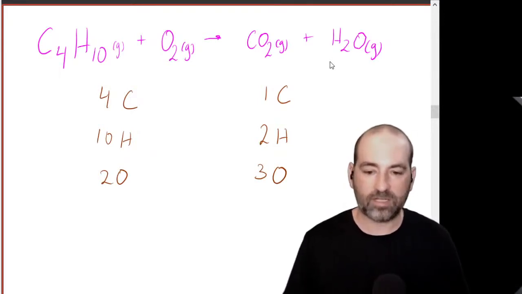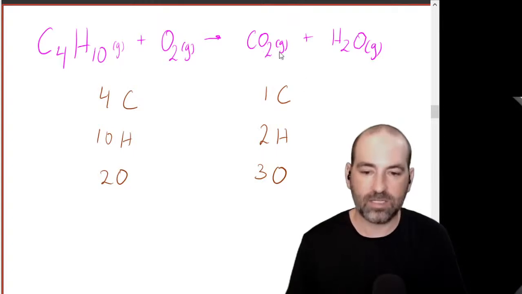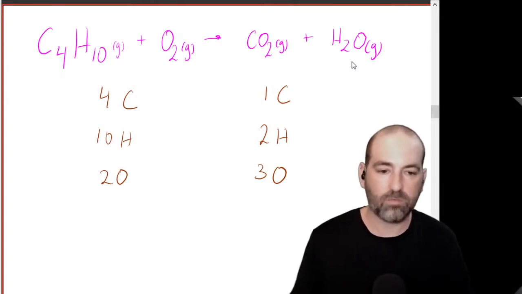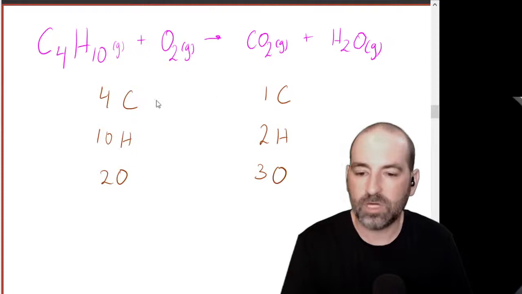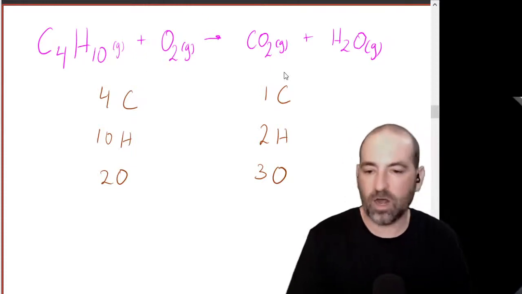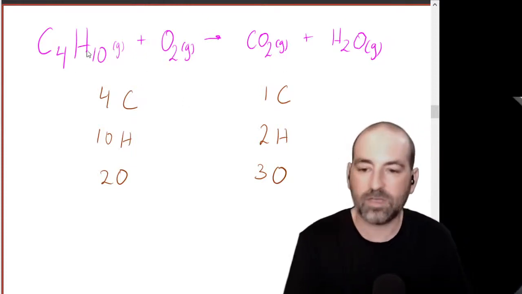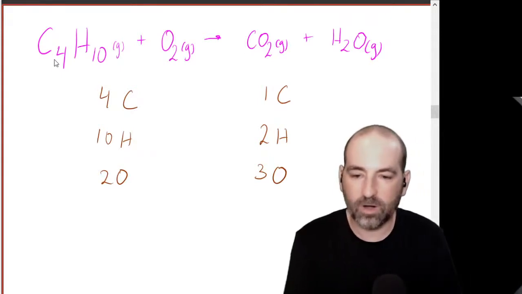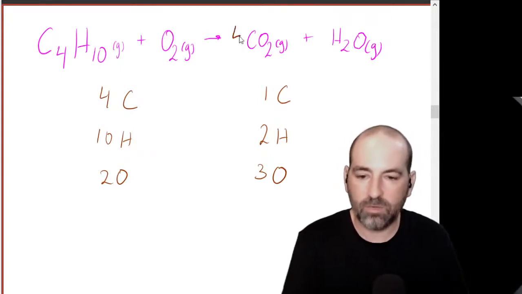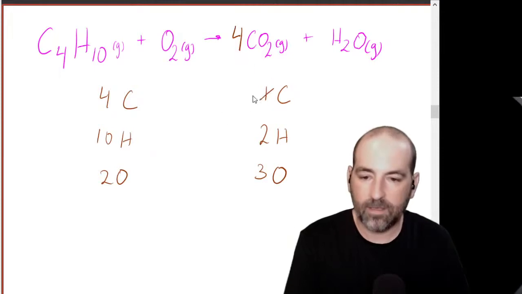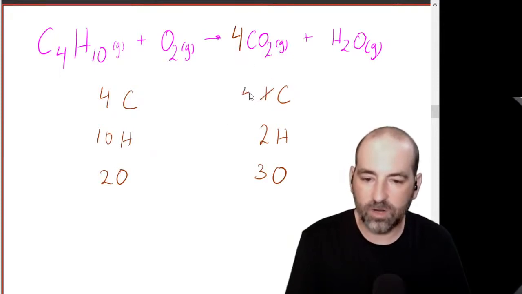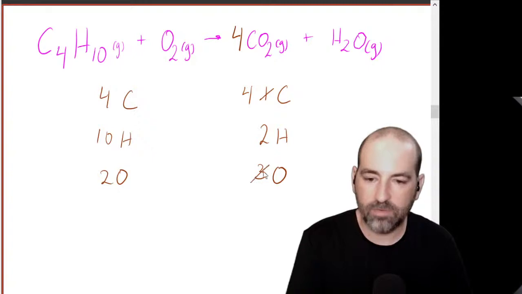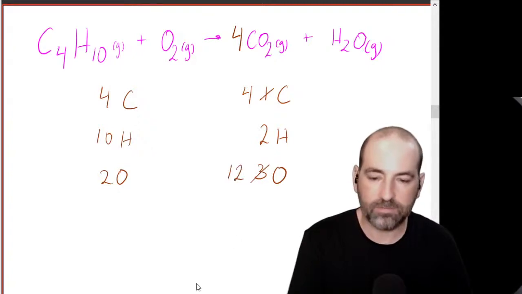So we're going to leave the oxygen till last because it's in more than one molecule or more than one compound. We'll start with the carbon here. It doesn't matter if we start with carbon or hydrogen. Either one would be fine because they're only in one compound on each side. So we see 4 carbons here, 1 here. We put a 4 here, and that changes us from 1 carbon to 4 and from 3 oxygen to 12.